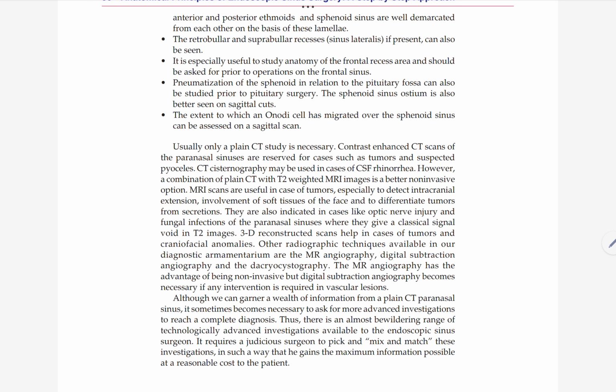MRI scans are useful in cases of tumors, especially to detect intracranial extensions, involvement of soft tissues of the face, and to differentiate tumors from secretions. They are also indicated in cases like optic nerve injury and fungal infections of the paranasal sinuses, where they give a classical signal void in T2 images. 3D reconstruction scans help in cases of tumors and craniofacial anomalies.